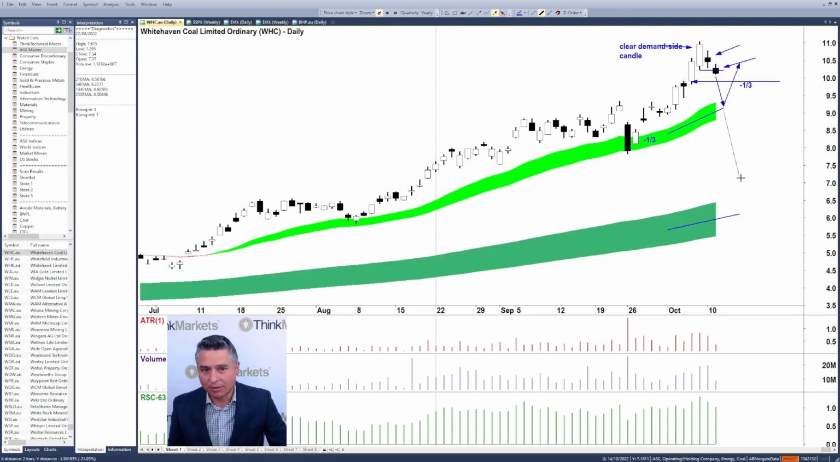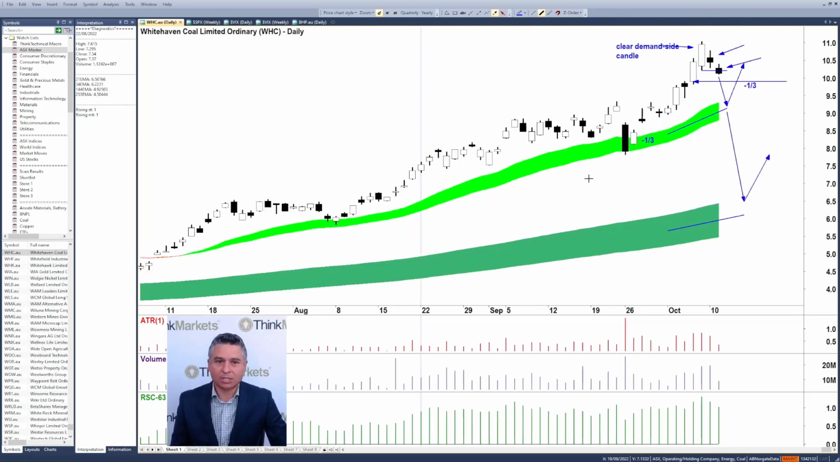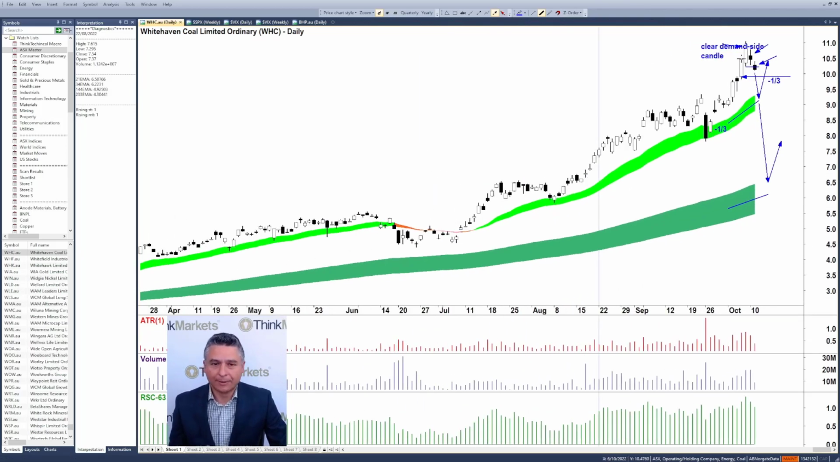Now, if we fail there, the next leg down is to here and so on. But I don't know the future. I don't know where it's going to go. I think I've mapped out all the possibilities. I don't think I need to say whether it's a buy, hold, or sell. I think I've given you the possibilities depending on where you might be and what you might be doing.